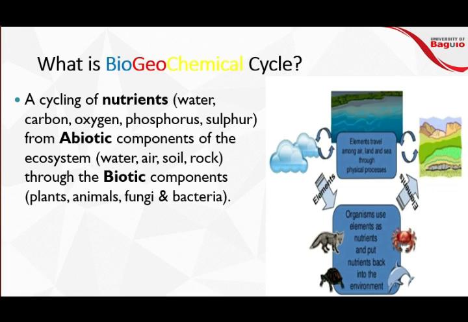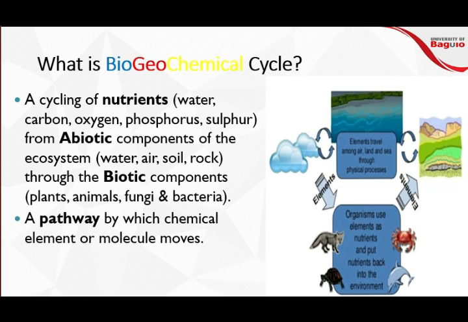So basically, when you talk about this biogeochemical cycle, it is also a pathway, a pathway by which chemical elements or molecules move. It also serves as the interactions that exist in the four spheres. So why four spheres? If you still remember the four spheres of our planet Earth, we have the atmosphere, the biosphere, the geosphere, and the hydrosphere. So there are interactions of those four existing spheres within our planet.